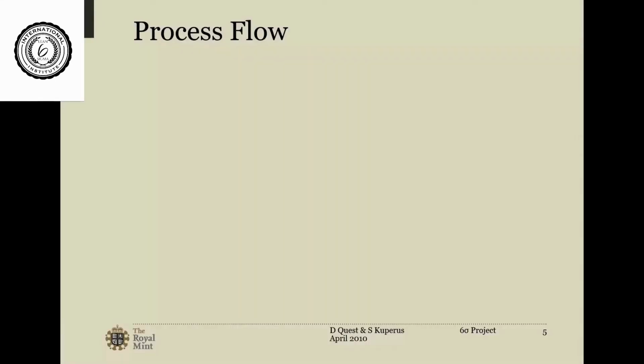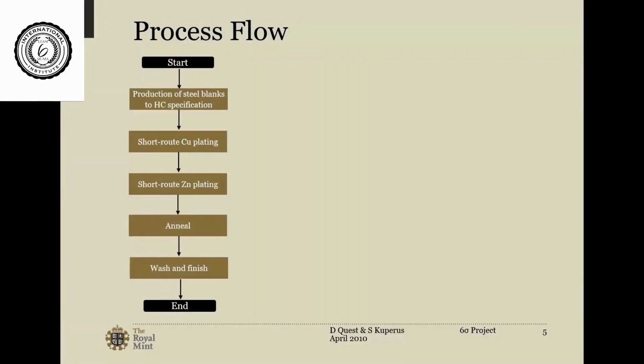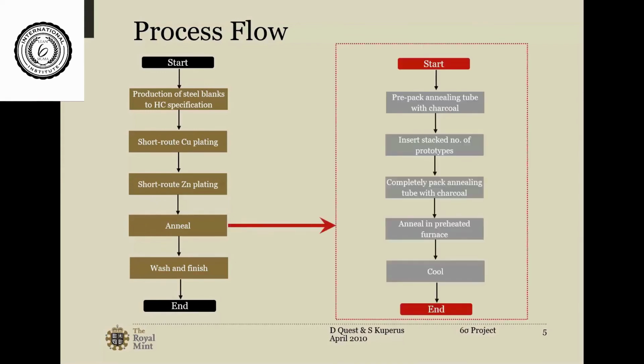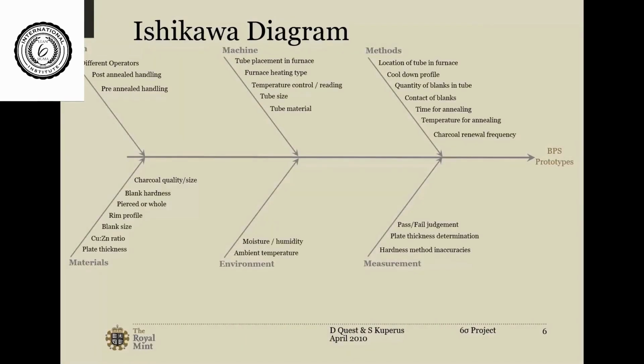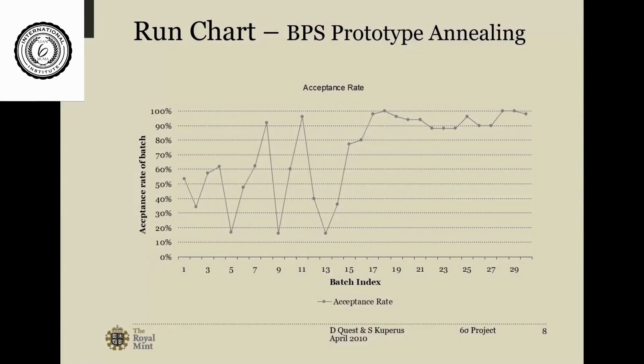Okay, here's case study number one. It's the Royal Mint. This is an annealing process. So let's have a look. Process flow, cause and effect. They identify the variables. They identify things that they're going to control. They go away and they put controls in place for these wild variables. And what happens? Look at that.